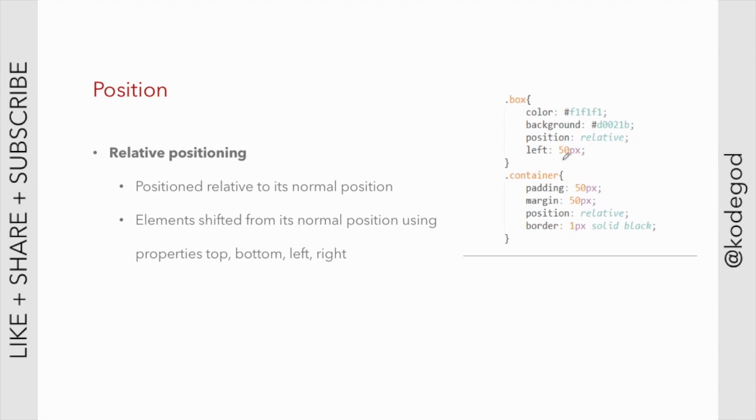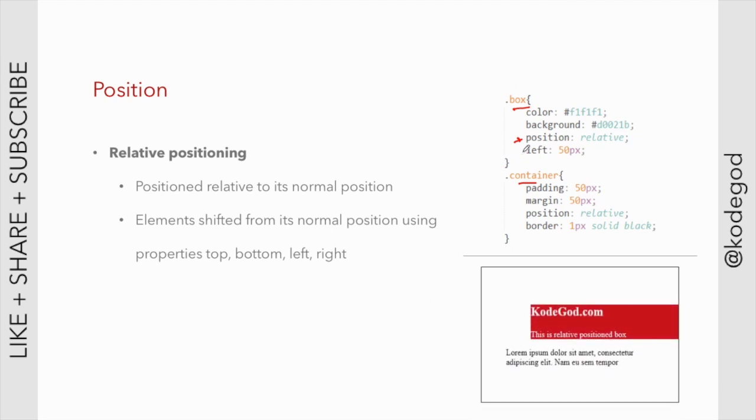Okay, so to illustrate this with an example, we have the same container box from the previous example, and to the box that we had, we are just adding position relative. With this, the position of this existing box, which was previously here, will be shifted by 50 pixels on the left hand side. So from this position it is shifted 50 pixels like this.